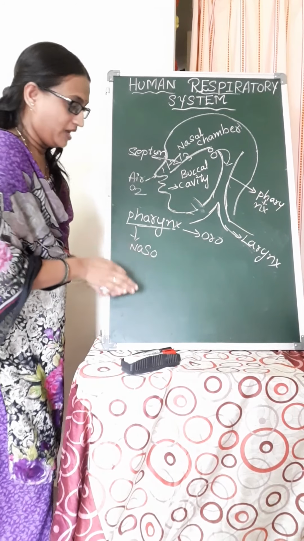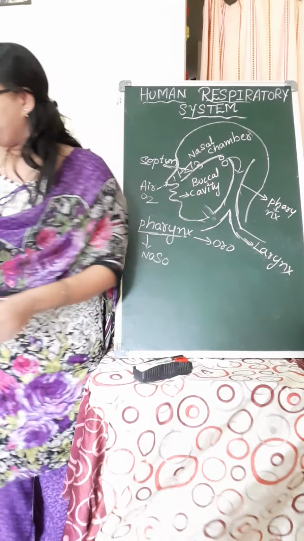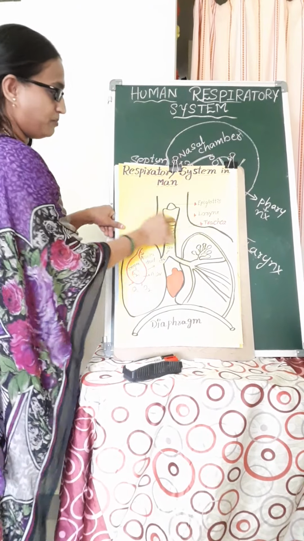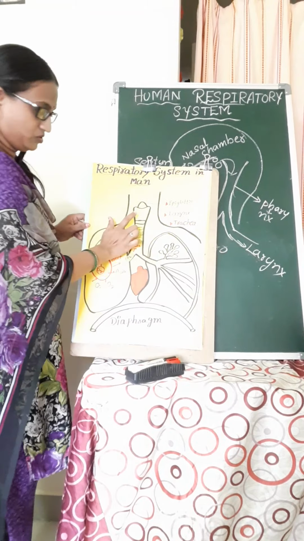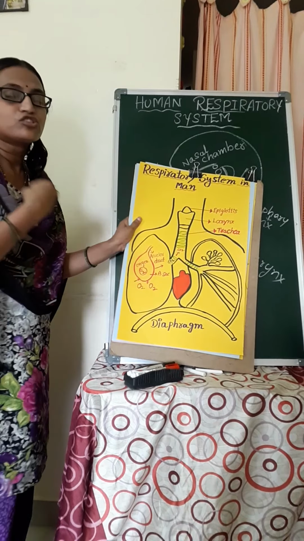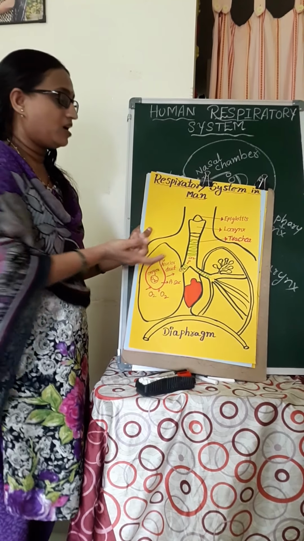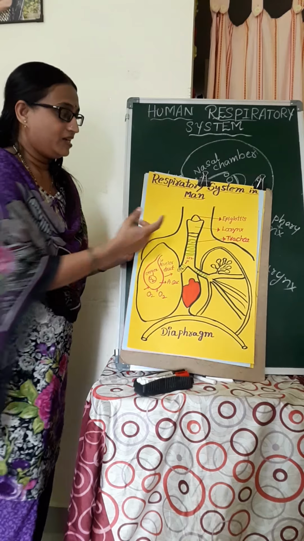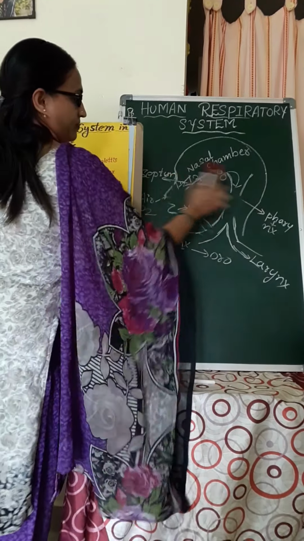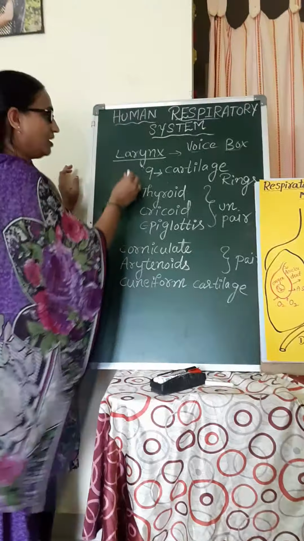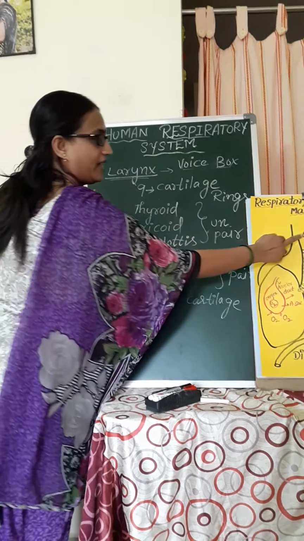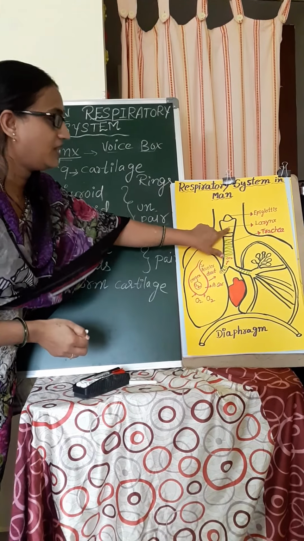Is it clear? Okay, I will show one diagram for you. This larynx continues here. The larynx we call the sound box or voice box, because the vocal cords are present here, protected by 9 cartilages. Next, the nasopharynx opens into a tubular structure called the larynx. This part we are finding here is the larynx.